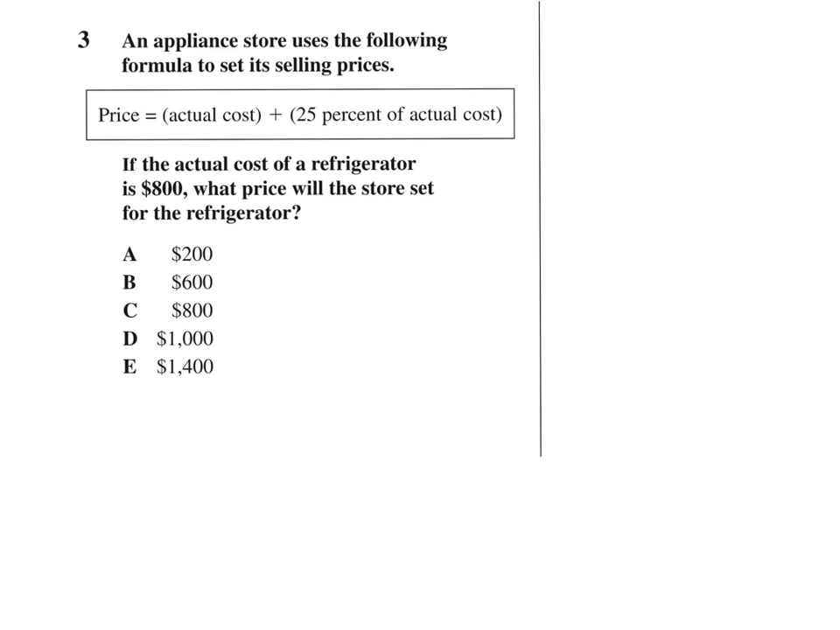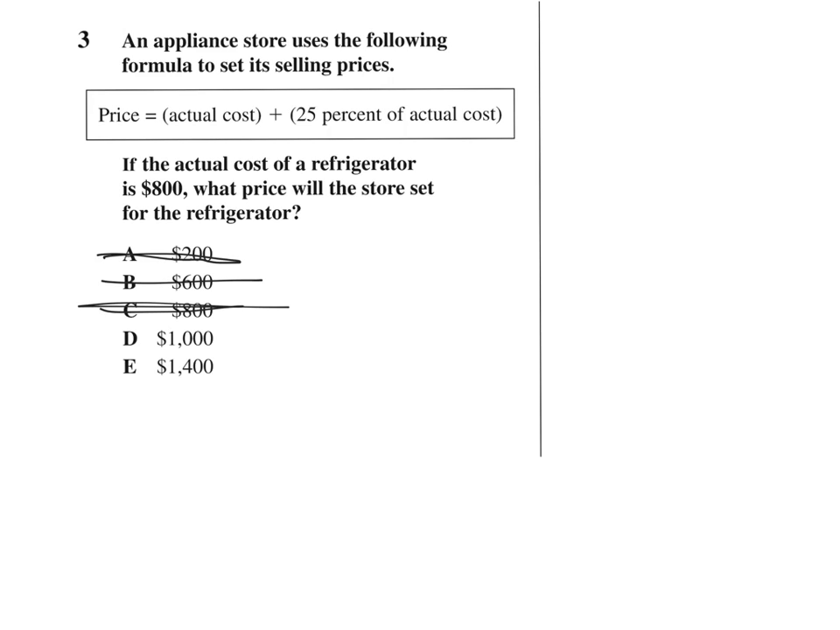So for the moment, we can even ignore the actual formula and just read the question. If the actual cost of a refrigerator is $800, what price will the store set for the refrigerator? And clearly they're not going to set a price of $200. That's way too low. They're going to lose a lot of money on that. Even if they set it at $600, they're still going to lose money. And even if they set the price at $800, that's the same as the amount they bought it for. They're not going to make any money that way either.